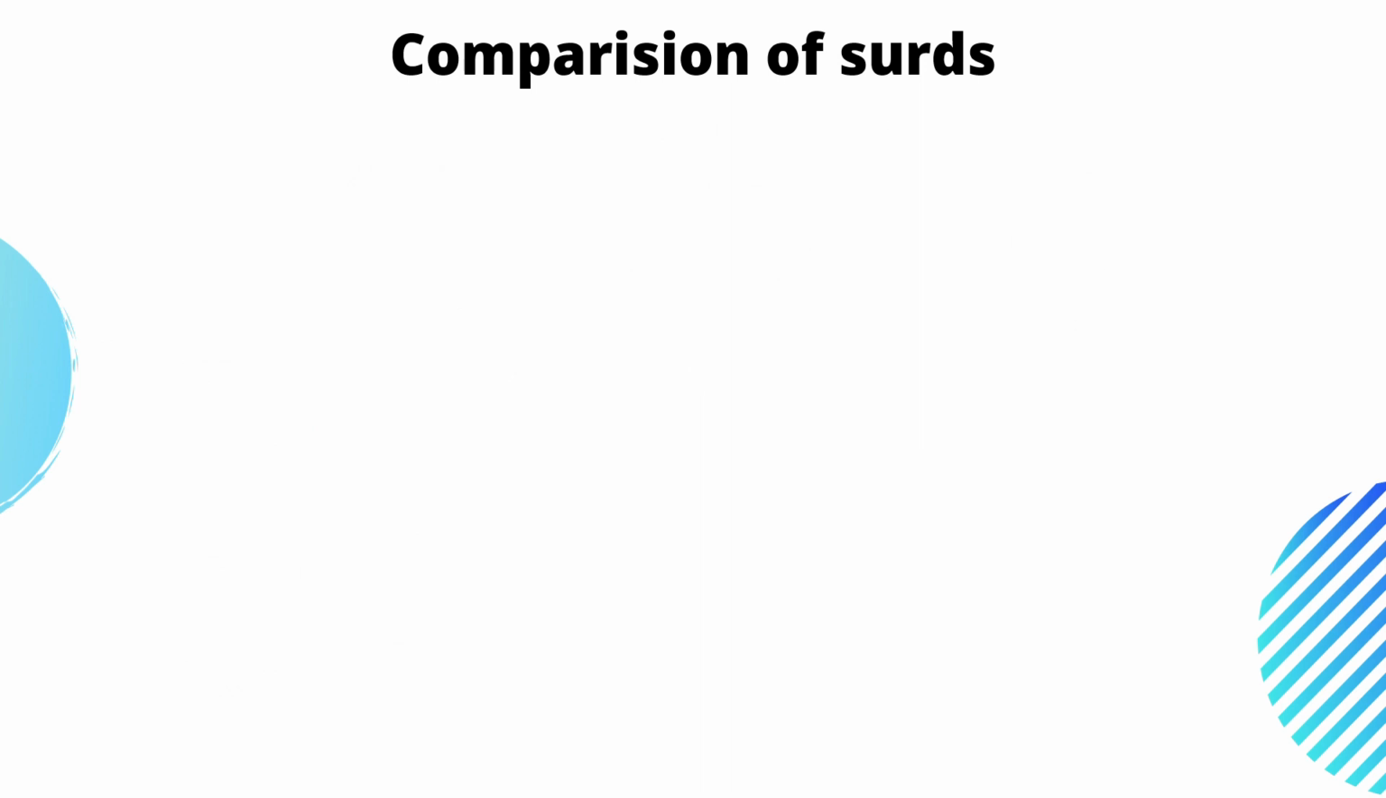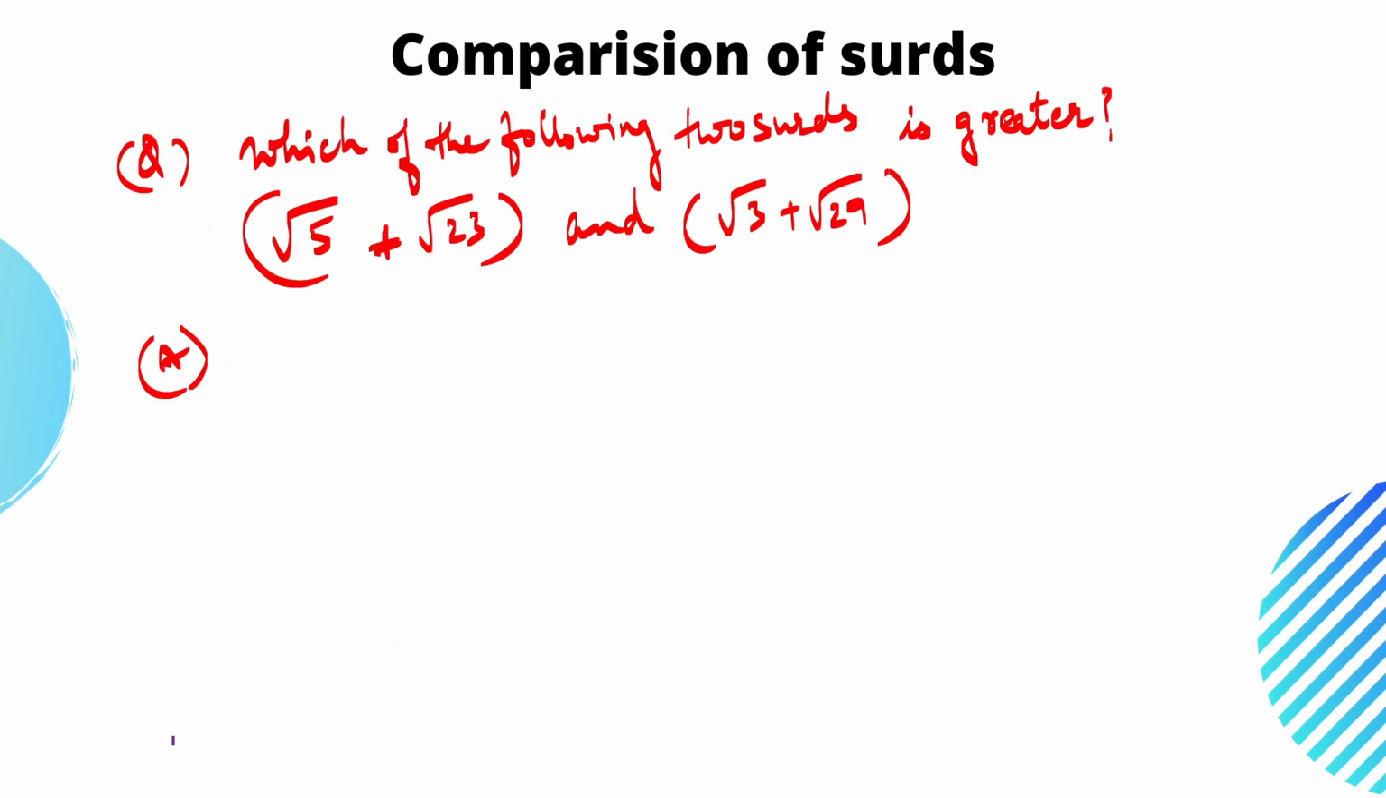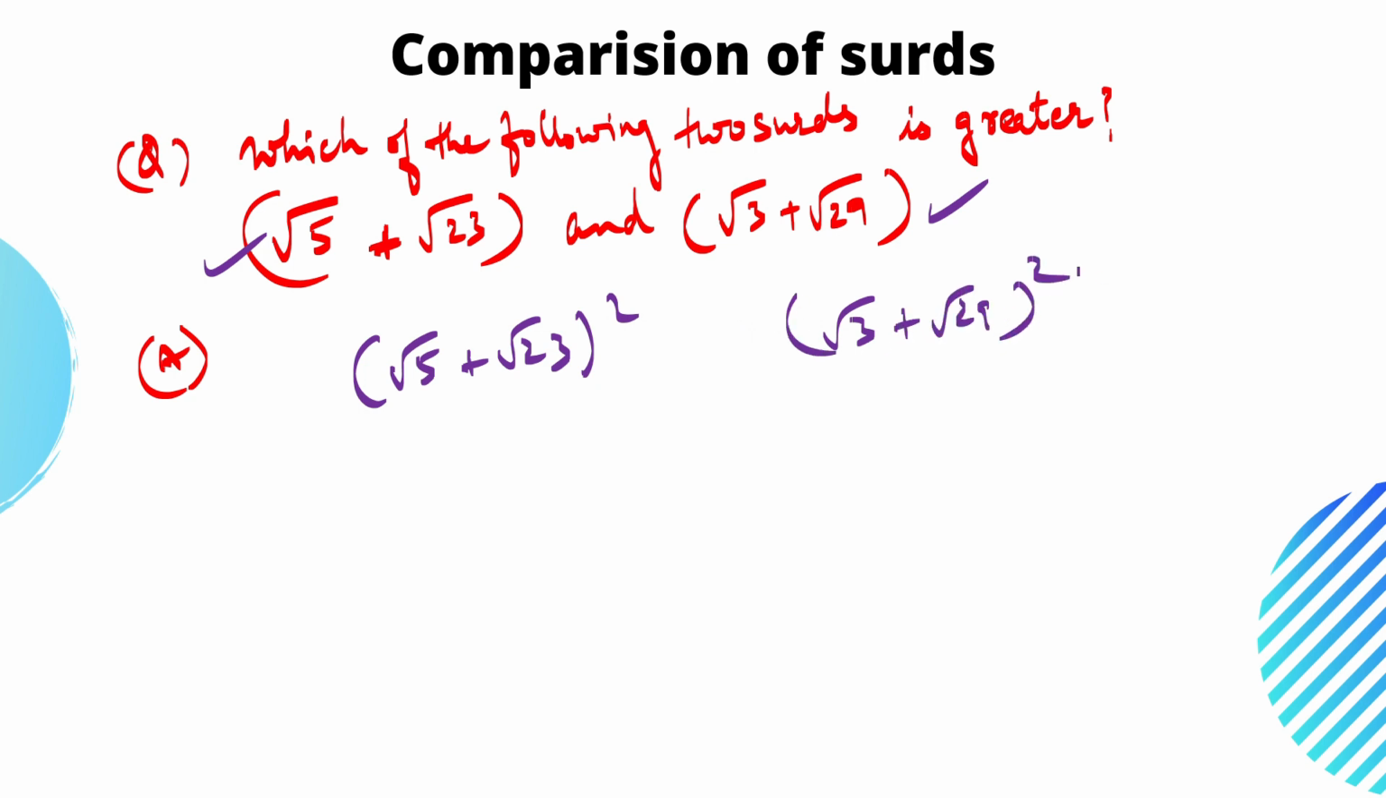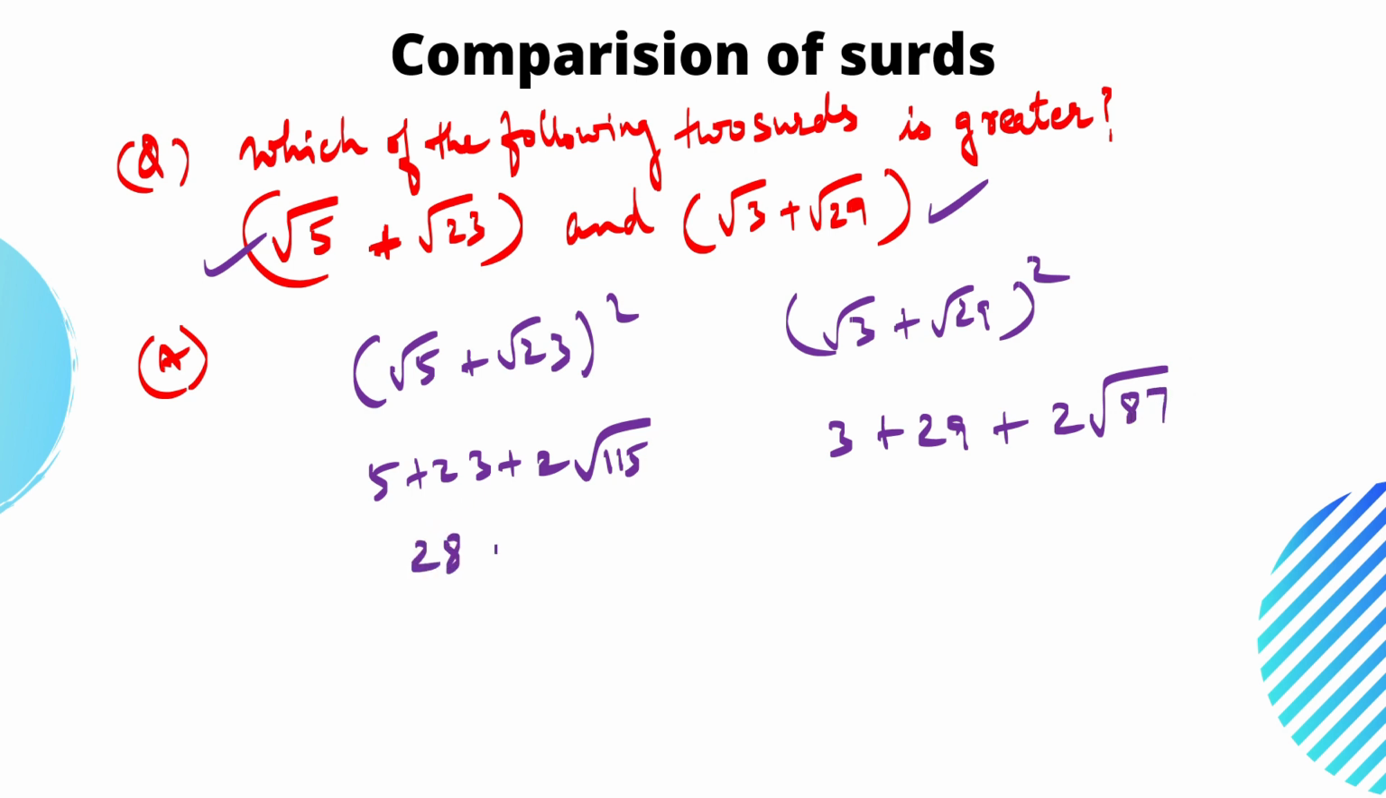Now how do we compare surds? Let us take an example. So we have two surds here, this is the first one, this is the second one. Which one is greater between these two? The same thing, just square them. Root 5 plus root 23 whole square and root 3 plus root 29 whole square. Now this will be equal to 5 plus 23 plus 2 root 115, and this will be equal to 3 plus 29 plus 2 root 87. So this is 28 plus 2 root 115, and this is 32 plus 2 root 87.